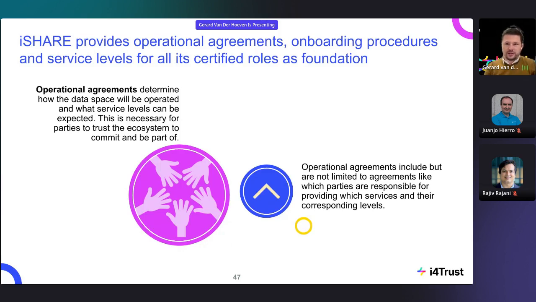And that is allowing data spaces to really keep control of the participants in their data space, but not as a silo, but as an interoperable layer, because with this we're creating legal and organizational interoperability across data spaces, and that's why i4Trust really benefits from this structure.